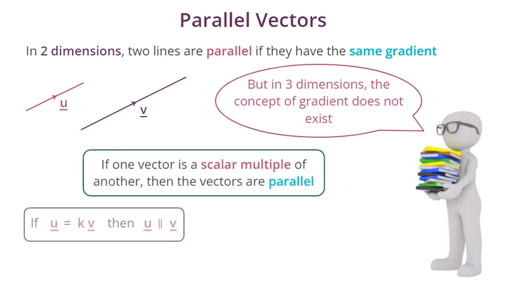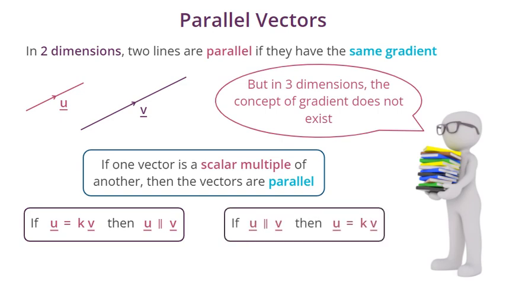If vector u is a scalar multiple of vector v, then u is parallel to v. Or the converse: if vector u is parallel to vector v, then u and v are multiples of each other.